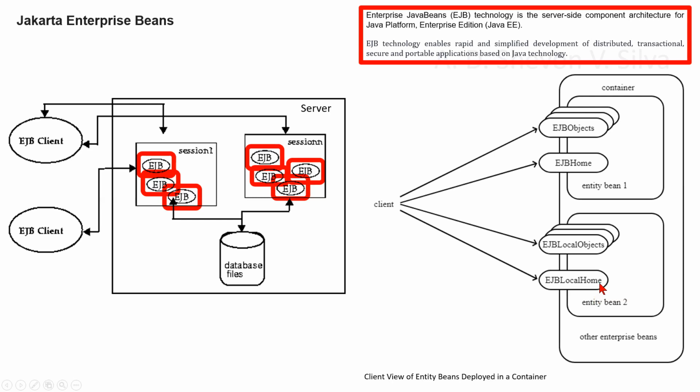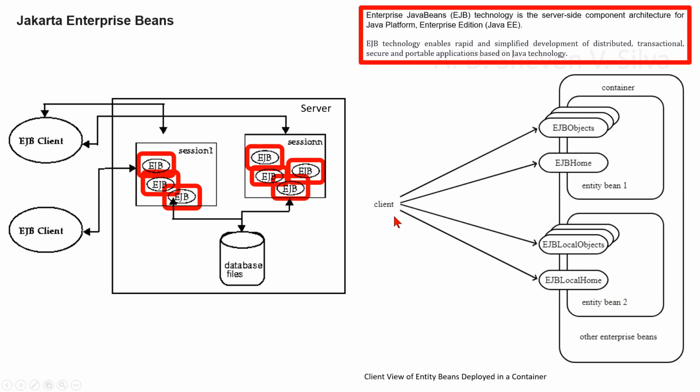Interface EJB local home. The EJB local home interface must be extended by all enterprise beans local home interfaces. An enterprise beans local home interface defines the methods that allow local clients to create, find, and remove enterprise bean objects.